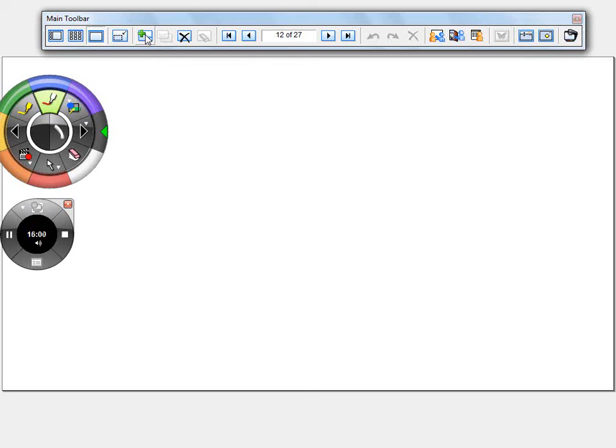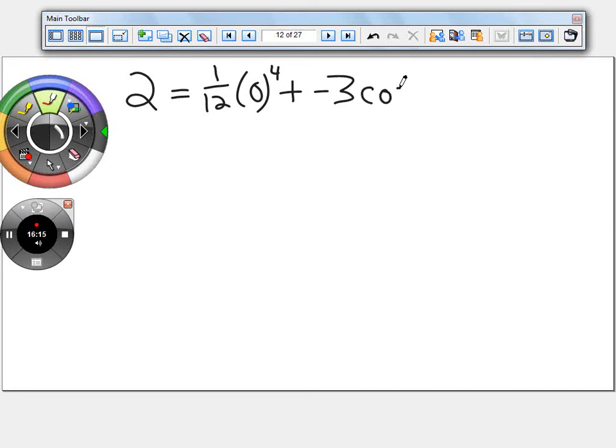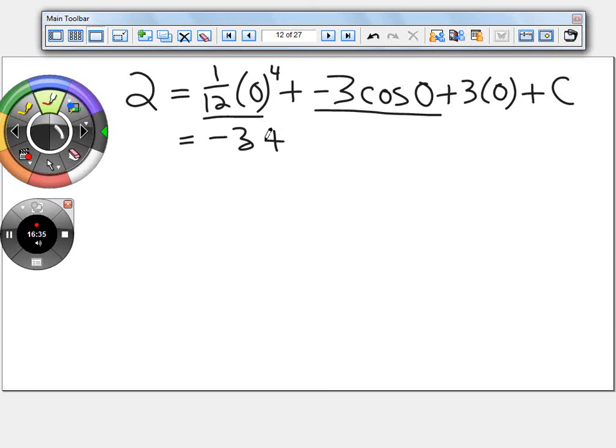So if I did that, then I would have 2 on the left-hand side, and then I would have, well, it would be 1/12, but then, times 0 to the 4th, and then plus -3 times cosine of 0, and then plus 3 times 0, and then plus c. So doing a little bit of calculations there, that becomes 0. This actually becomes -3 because cosine 0 is 1. So we get -3 plus c equals 2. So we add the 3 over, so c turns out to be 5.